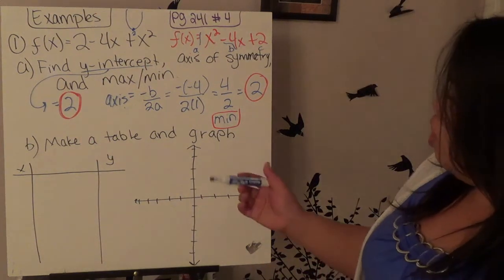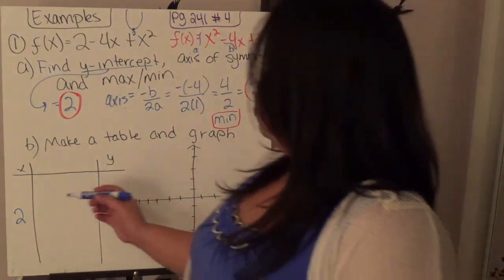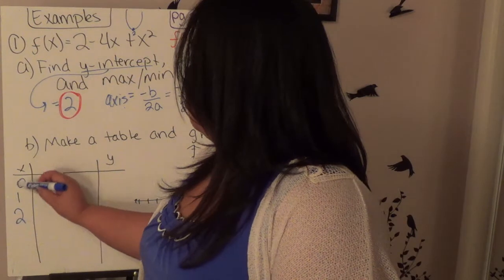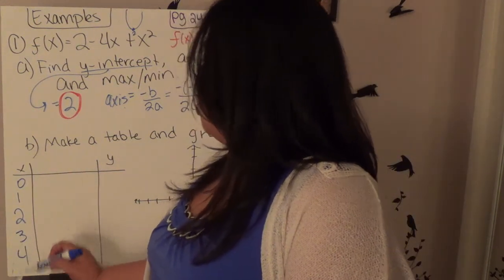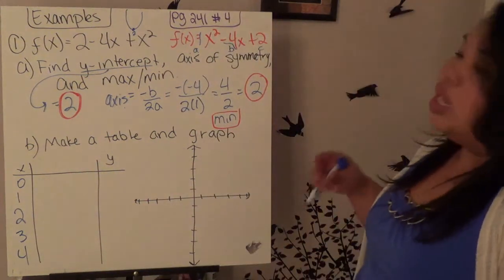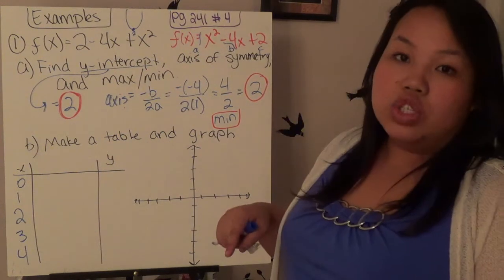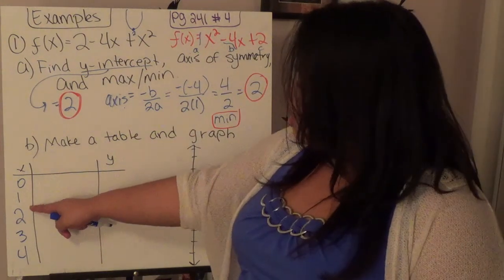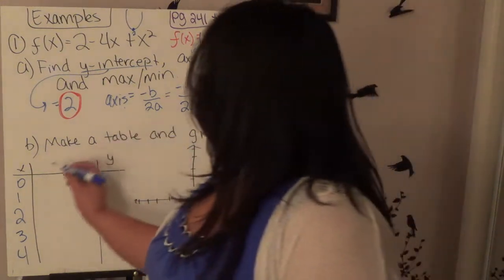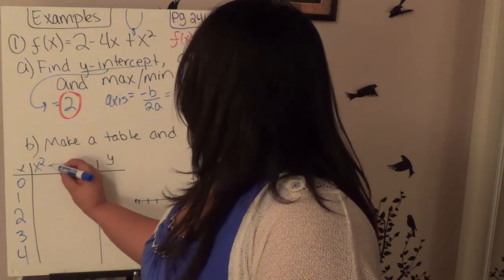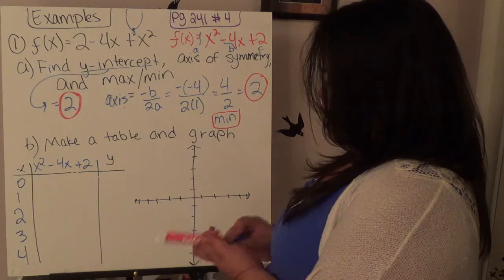Alright? So I'm going to choose 2. Here's 2. I'm going to choose 2 numbers before 2. So I'm going to do 1 and 0, and 2 numbers after 2, which is 3 and 4. So again, I'm not doing the typical negative 2, negative 1. This tells me what numbers I need to choose. I put this number in the middle, and I choose 2 before it and 2 after it, and those are my numbers. And in here is the equation I'm going to use: x squared minus 4x plus 2. So let's solve this.